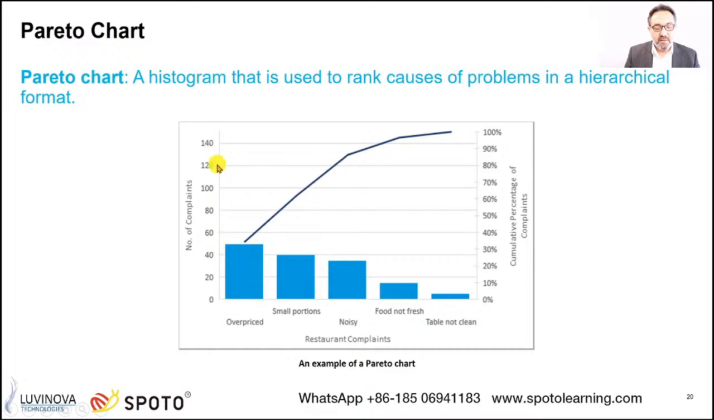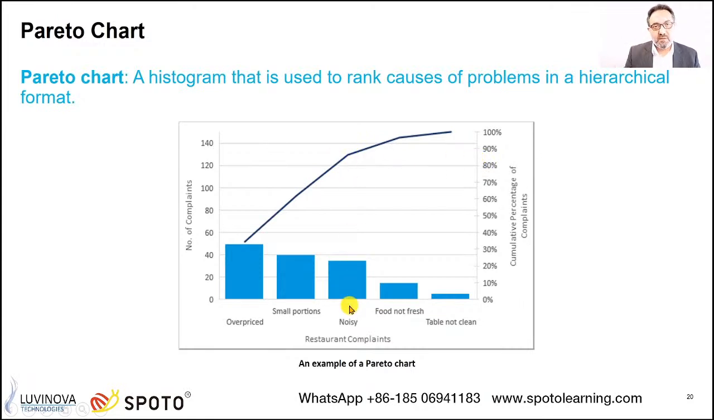This scale here represents the number of complaints we receive. So here we have around 50 complaints talking about overpriced, then we have 40 complaints talking about small portions, and so on. Now, on this scale here, we are representing the percentage. If you draw this line, it represents the cumulative percentage. So overpriced represents, let's see here, around 35% of the complaints. Now as cumulative, overpriced plus the small portion represents around 60. Now if you see here, with the noisy, it's around 82%.